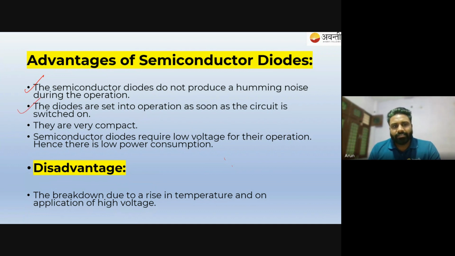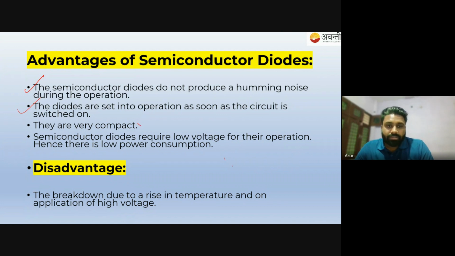The second advantage is that diodes are set in operation as soon as the circuit is switched on, which means there is no lag of current. In the RC circuit and LCR circuit, or the LC oscillation circuit, you will see that there is some lag between current and voltage. But in a diode, as soon as you switch on the circuit, the current will start to flow.